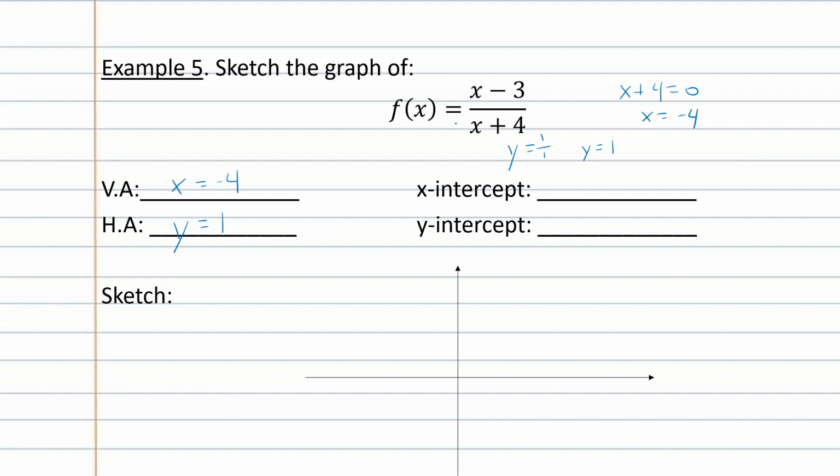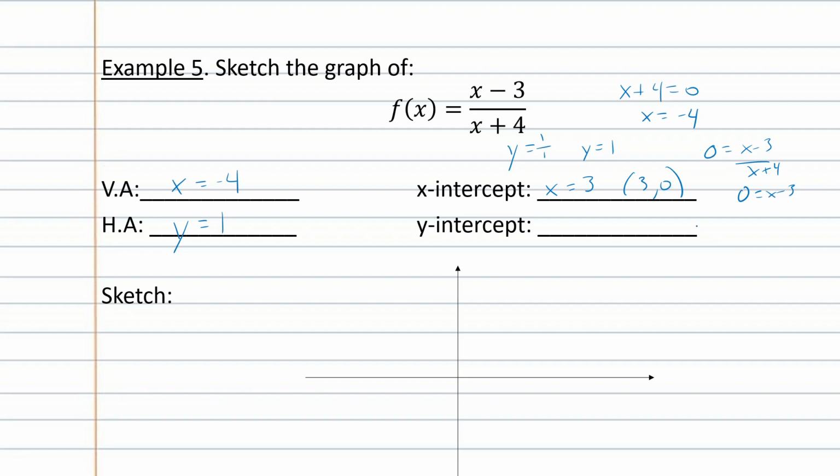Okay. We can find our x-intercept here by setting y equal to 0 and solving for x. If that's the case, then you're really looking at 0 equals x minus 3 over x plus 4. If you multiply the x plus 4 over to the left-hand side, it goes away. So you're really just looking at 0 equals x minus 3. So we should have an x-intercept at x equals 3, or the point 3, 0.